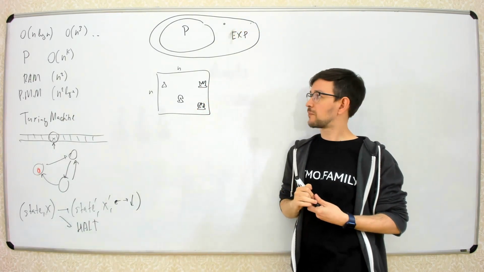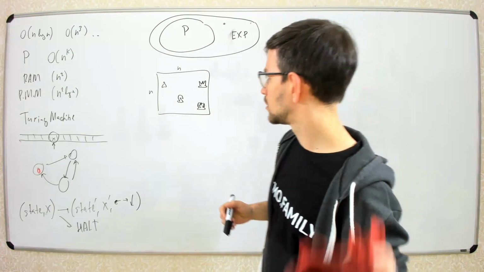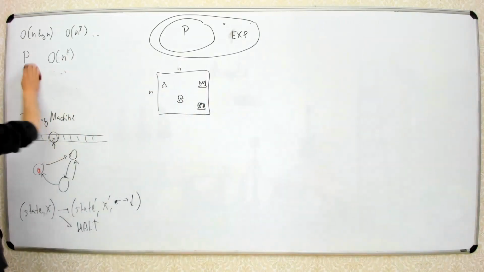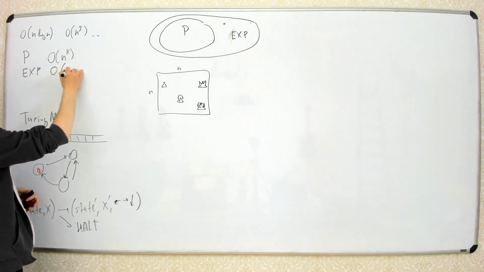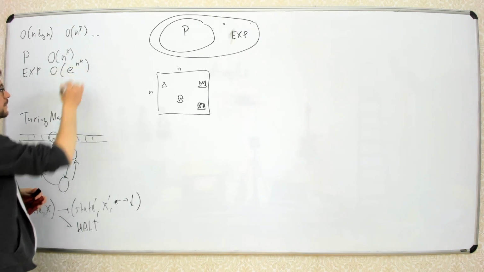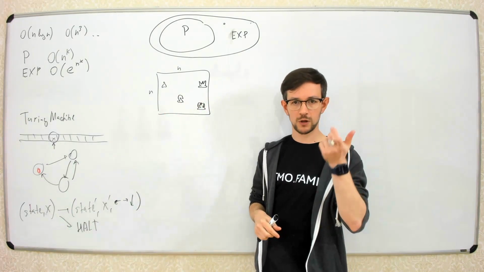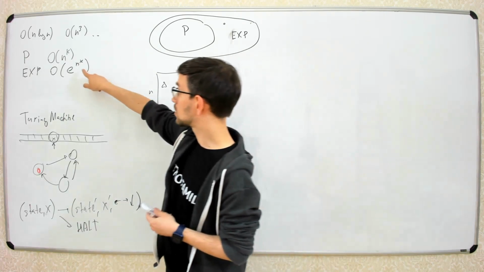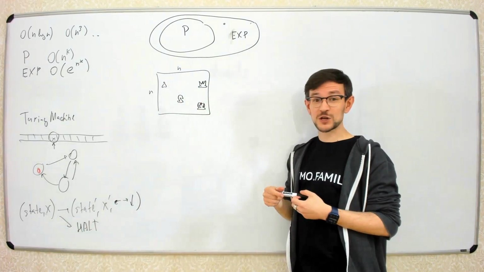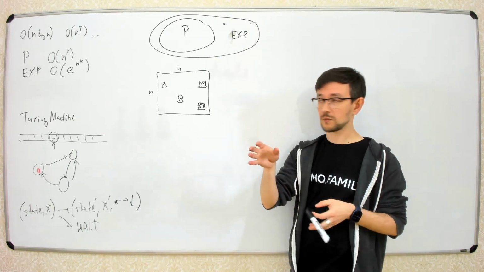Class X means that the problem can be solved in some exponential time. Exponential means that it can be solved in time, let's say, e to the power of n to the power k. So we make an exponent of some polynomial of n. Well, that's actually a big class. Anything which can be described as an exponent of some polynomial may be put here.